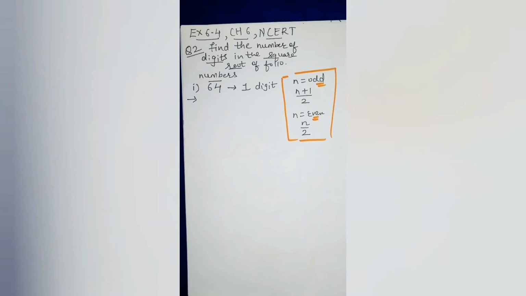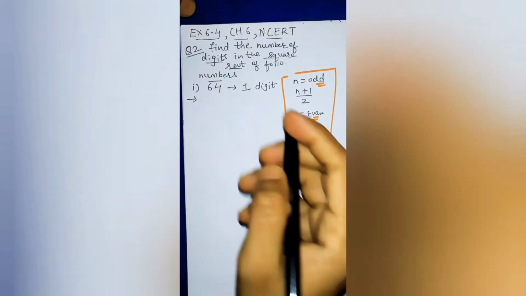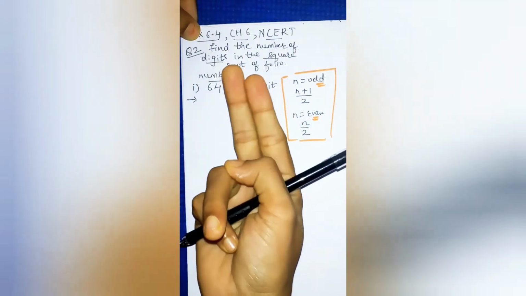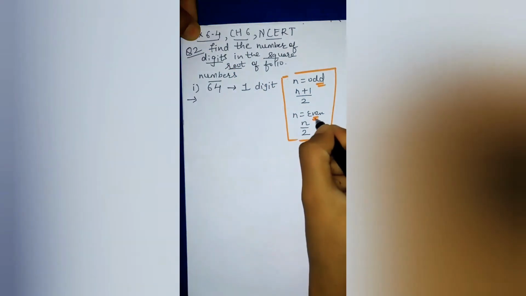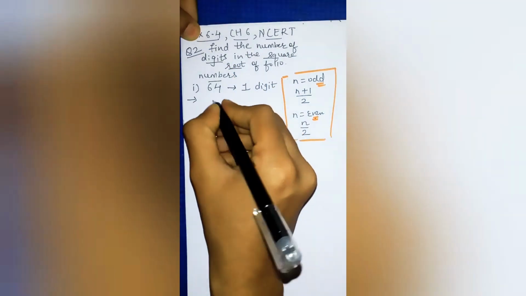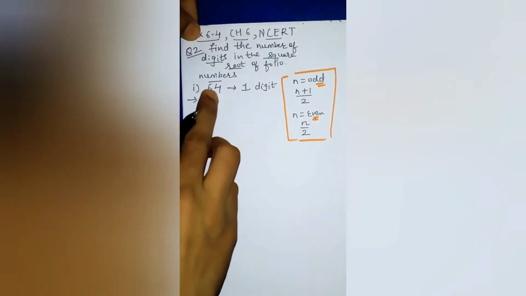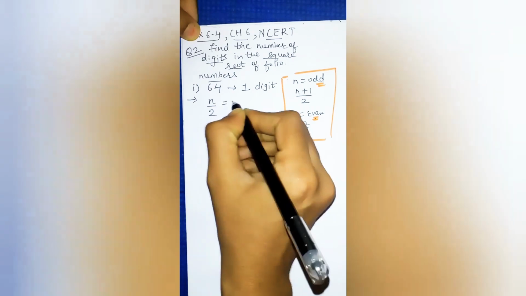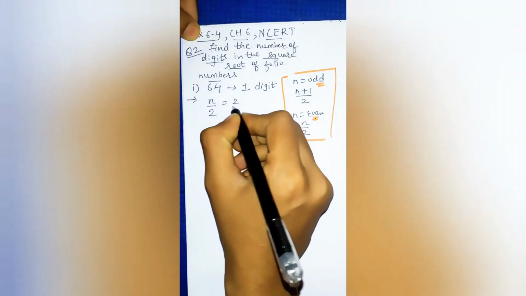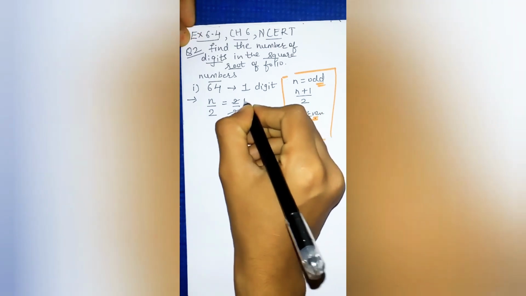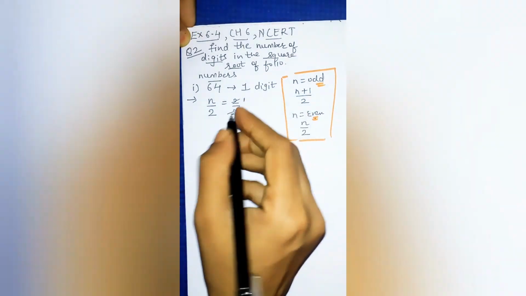So how to use this formula, that also we will see. This is also easy. Now here how many digits are there? 1 and 2. 2 digits are there. So 2 digits means even. So the formula is n upon 2. So in place of n, we will keep 2. So 2 upon 2. If you do cancellation, you will get 1. So there is 1 digit.